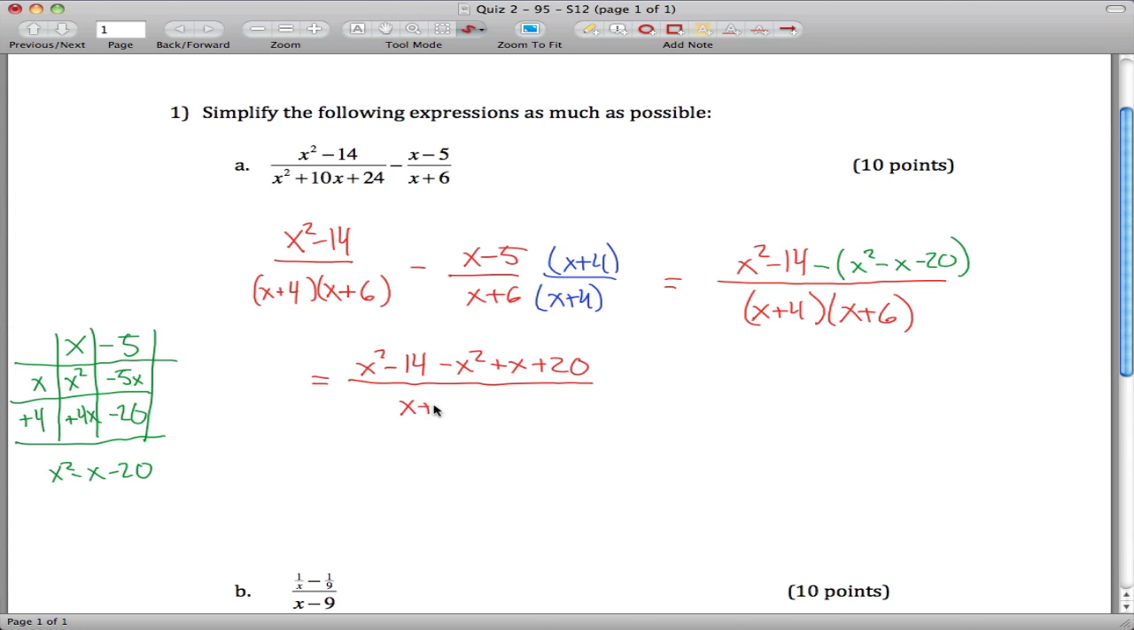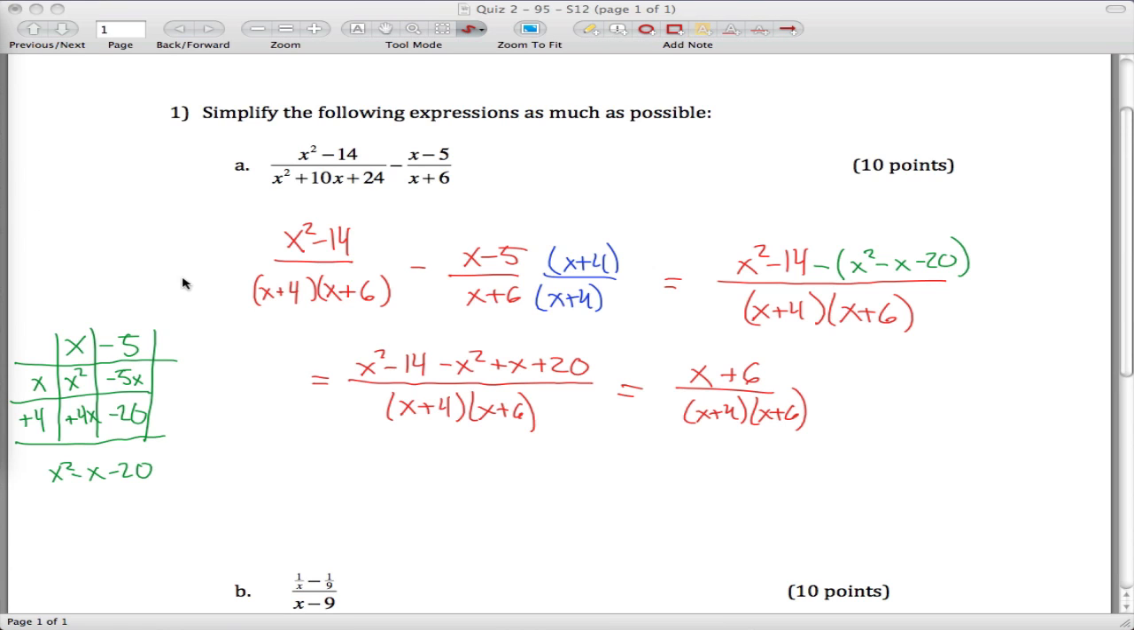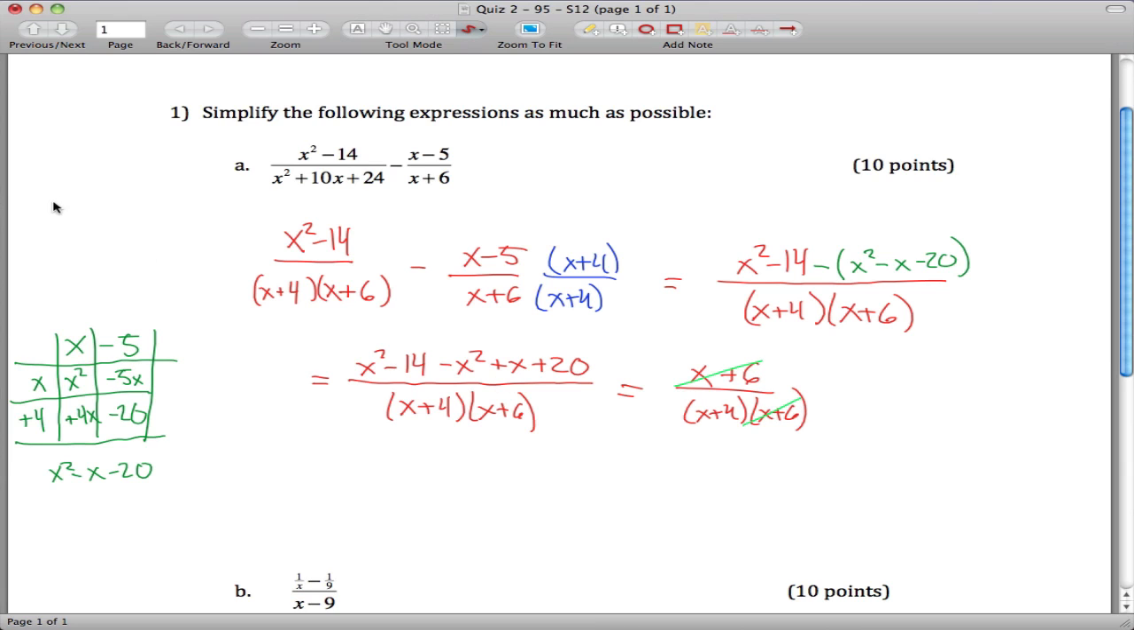My denominator stays the same, x plus 4 times x plus 6. And now up top we got x squared and minus x squared, so those cancel each other out. We got an x from right here, and then 20 minus 14 is positive 6. We want to divide that by x plus 4 times x plus 6. If this feels a little familiar, I think we did this exact example in class. Figured it might be nice to have a quiz problem that you've seen before. So anyways, after you cancel out the x plus 6 over x plus 6, what you're left with is 1 divided by x plus 4, which is your final answer.